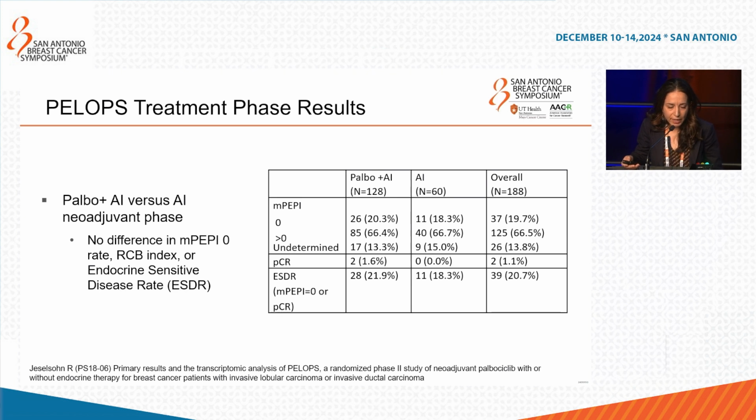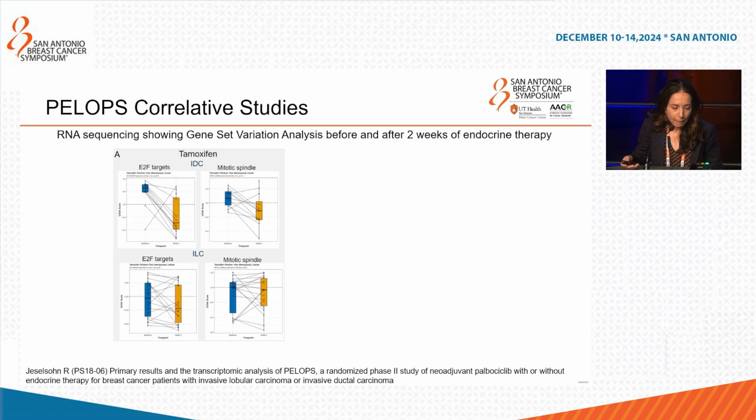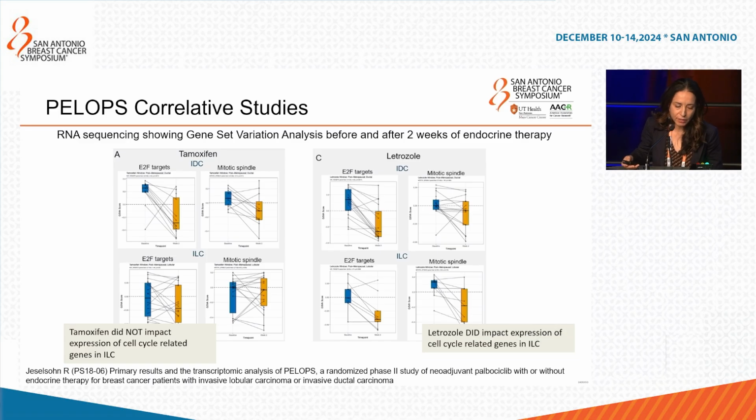There were some very interesting findings from correlative studies from PELOPS. This is showing gene expression changes in cell cycle-related genes in patients who received tamoxifen, with ductal patients on the top and lobular patients on the bottom. We can see that in patients with invasive ductal carcinoma, treatment with just 2 weeks of tamoxifen induced changes in these cell cycle-related genes. However, for patients with lobular breast cancer, tamoxifen did not impact the expression of these cell cycle-related genes. In contrast, for patients who received letrozole, the gene expression was impacted for both patients with ductal and lobular breast cancer.